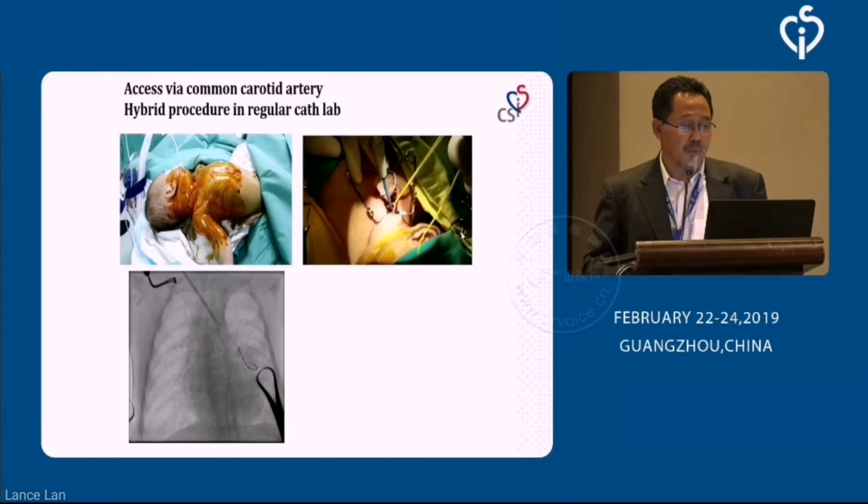otherwise carotid can be considered, especially in young, small patients where the carotid seems to have a bigger caliber compared to the axillary artery. It is a bit more invasive, but usually requires help from our surgeons.